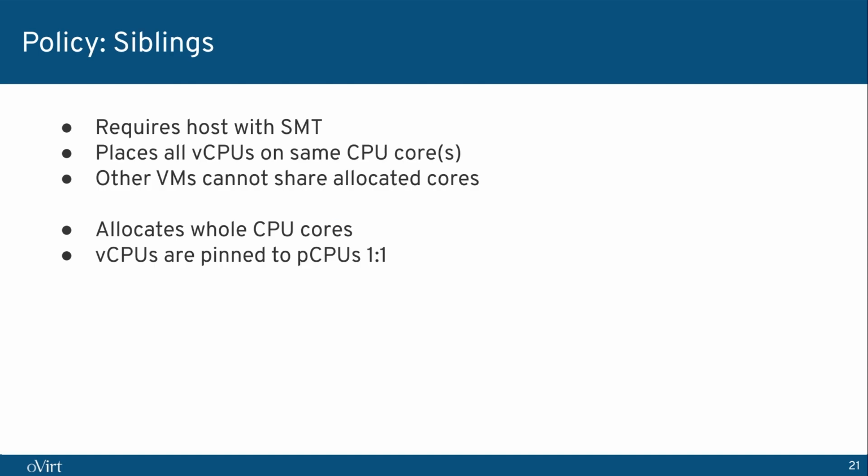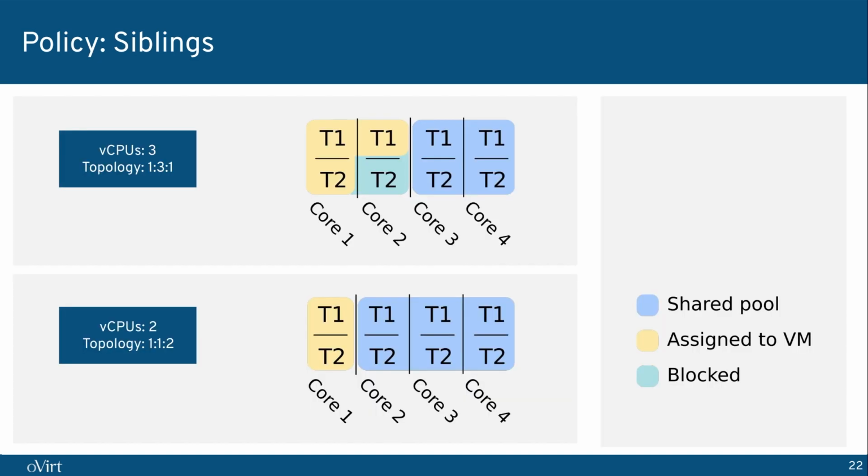Our last policy is called siblings. It requires a host with SMT, and it makes sure that the cores that you have allocated are used as fully as possible. And again, it makes sure that the cores allocated to you are not used by any other VM. So let's have a look at our examples again. For the case of the VM with 3 CPUs, we will end up with 2 cores and 1 thread on the second core will be unused. And for the VM with 2 CPUs, where you want 1 core and 2 threads, it will match exactly your topology requirements, and you will always have 1 core.